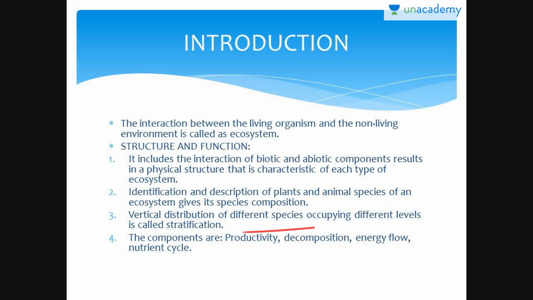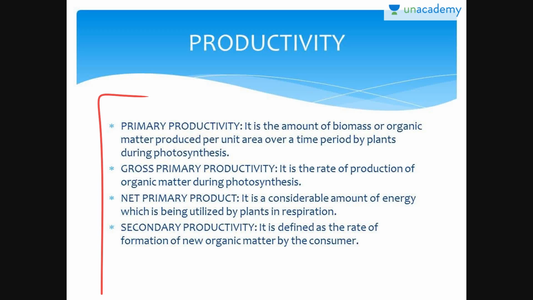Vertical distribution of different species occupying different levels is called stratification. The components are productivity, decomposition, energy flow, and nutrient cycle. Productivity is further of four types: primary, gross, net, and secondary.